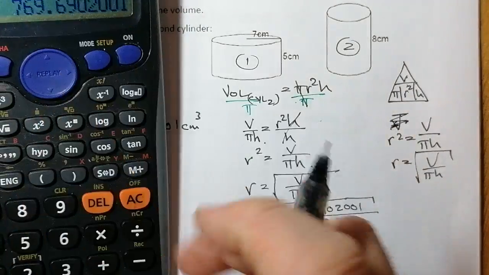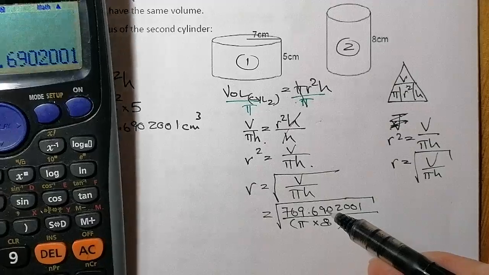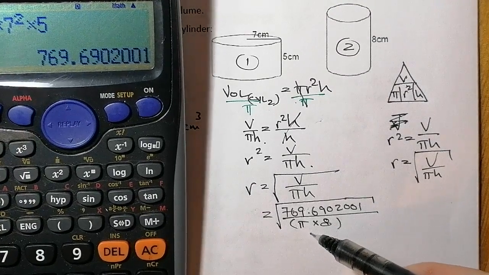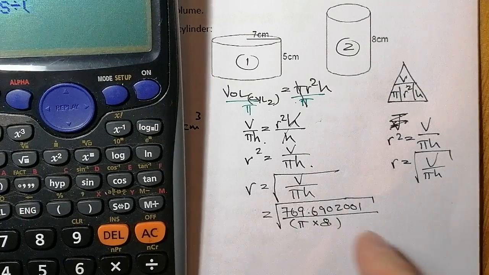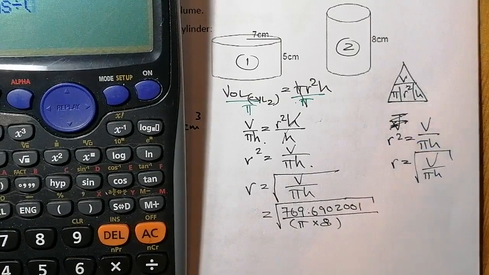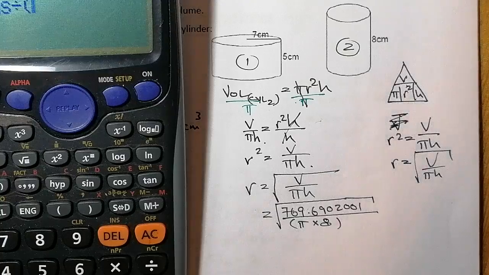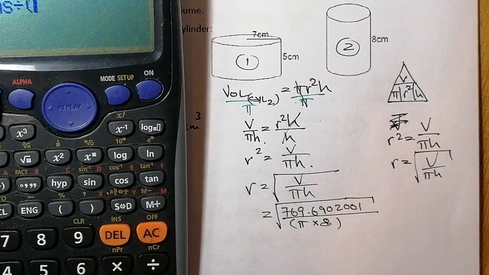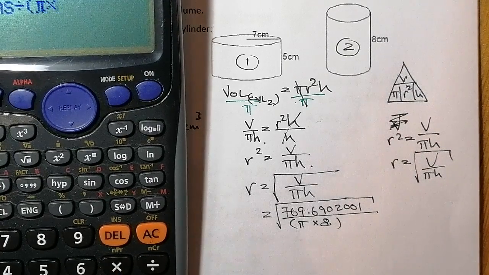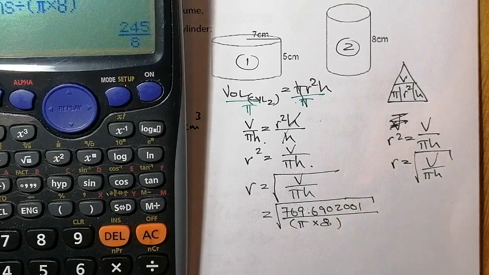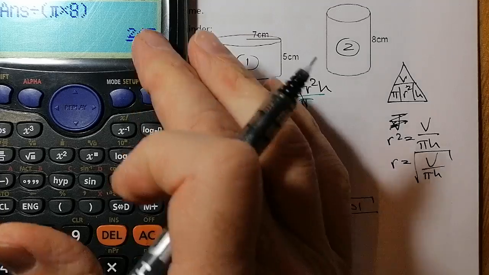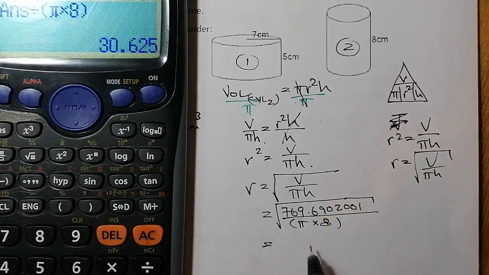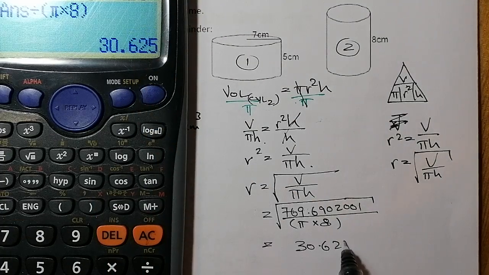So I've got this number in the calculator already. What I'll do is divide that by that bracketed term there. I could divide it by pi first, press equals, divide it by 8, press equals, and get the answer, or I could go for pi times 8. Just be really careful with this calculation. So what I've then got is this answer here, 30.625.